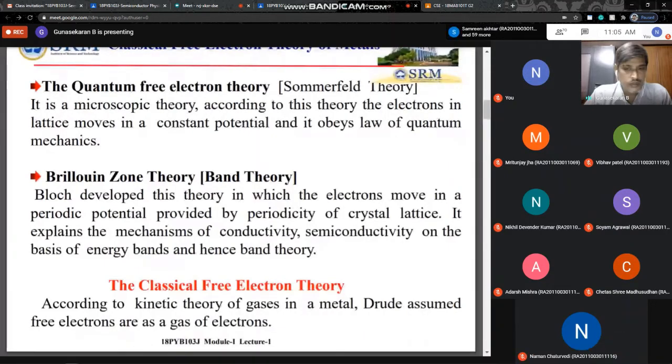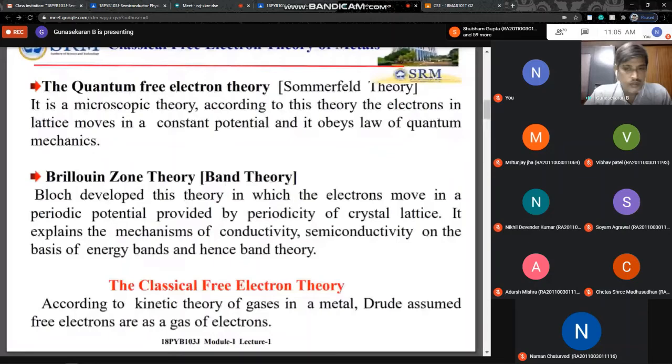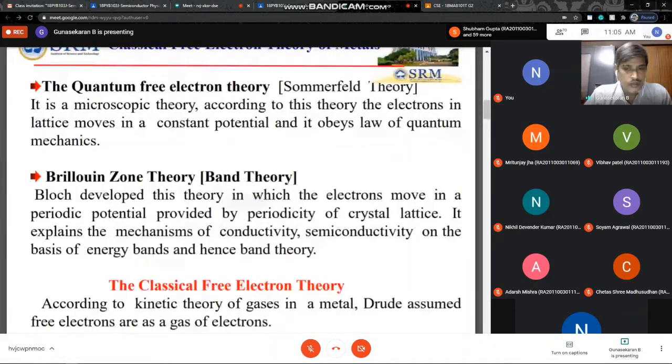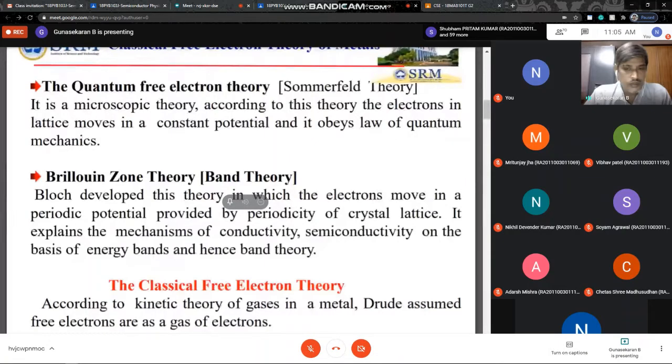Now we will briefly discuss both theories, the classical and the quantum free electron theories, and their successes and drawbacks. First, take a metal. The metal is composed of atoms, there is no doubt.